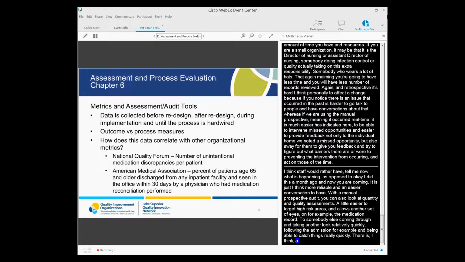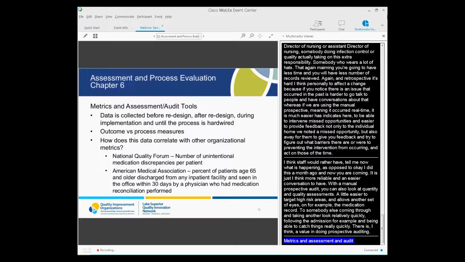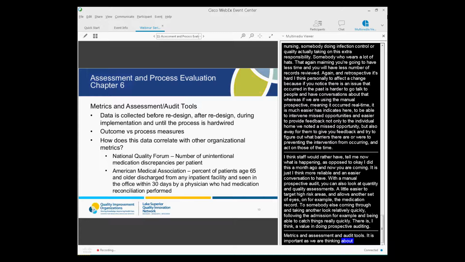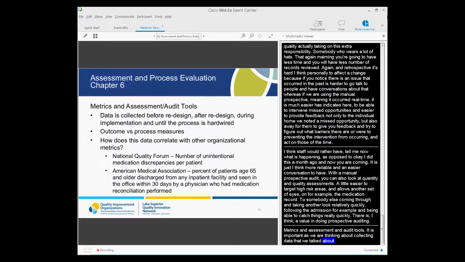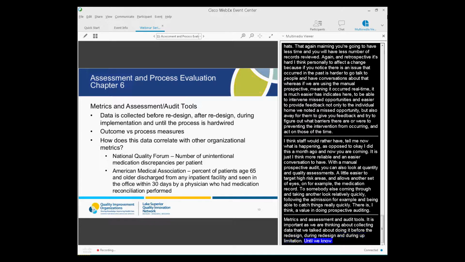So metrics and assessment and audit tools. It's important as we're thinking about collecting data that we had talked about doing it before the redesign, following the redesign, during implementation, and then until we know that process is hardwired into the culture. And then even after that, I think it's important to have periodic assessments so that you continue to be aware of any problems or any barriers that are occurring that might prevent this process from continuing for infinity, so to speak. It's also important when you're looking at data collection to consider how are you going to define compliance.